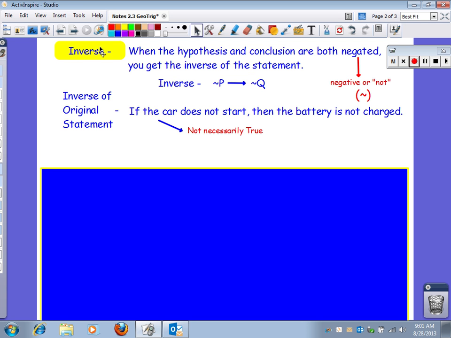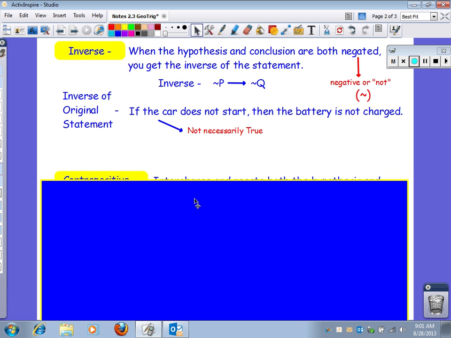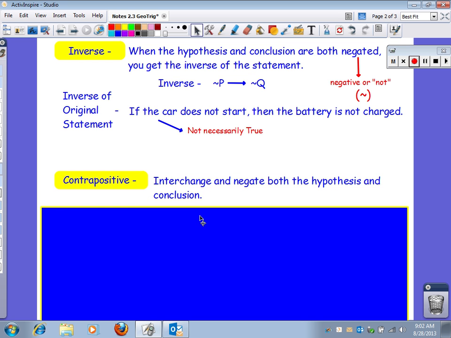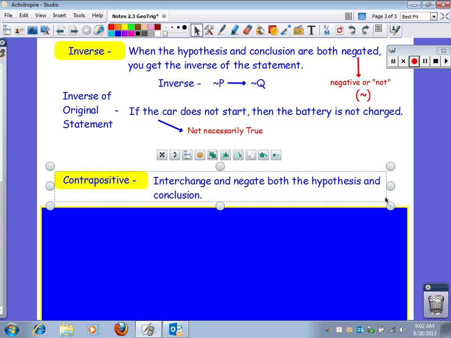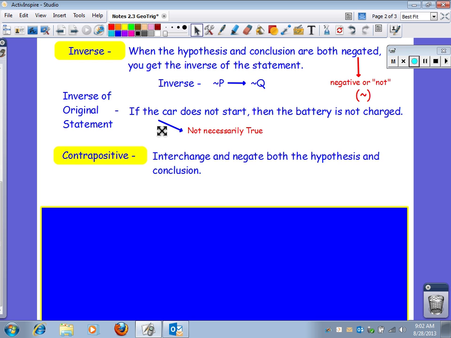Now, the third one of our keywords is called contrapositive. Before I show you what it is, let's use our inductive reasoning skills. Converse was flipping it around. Inverse was making them both negative. Contrapositive would be then what? One positive, one negative? No. Contrapositive is when you do both. You flip it around and you make it negative. So interchange and negate both the hypothesis and the conclusion.